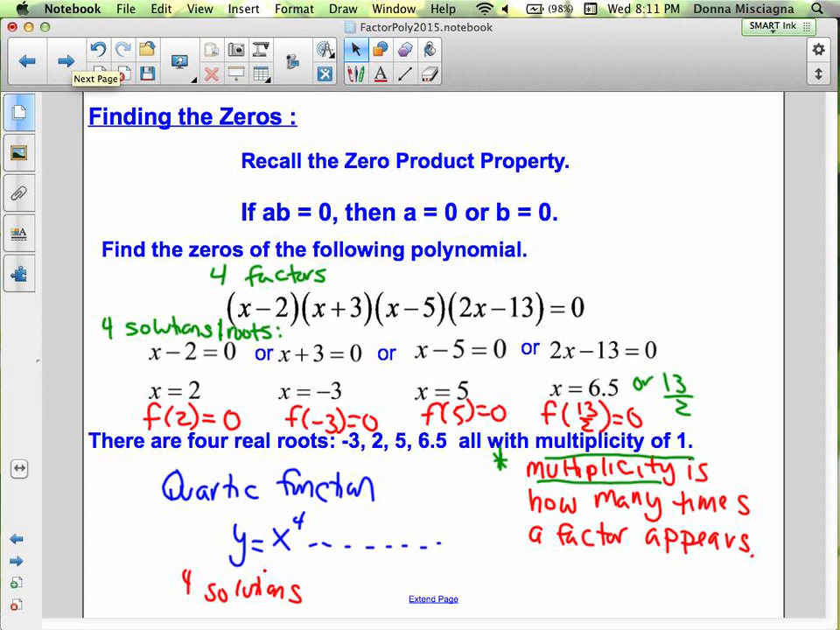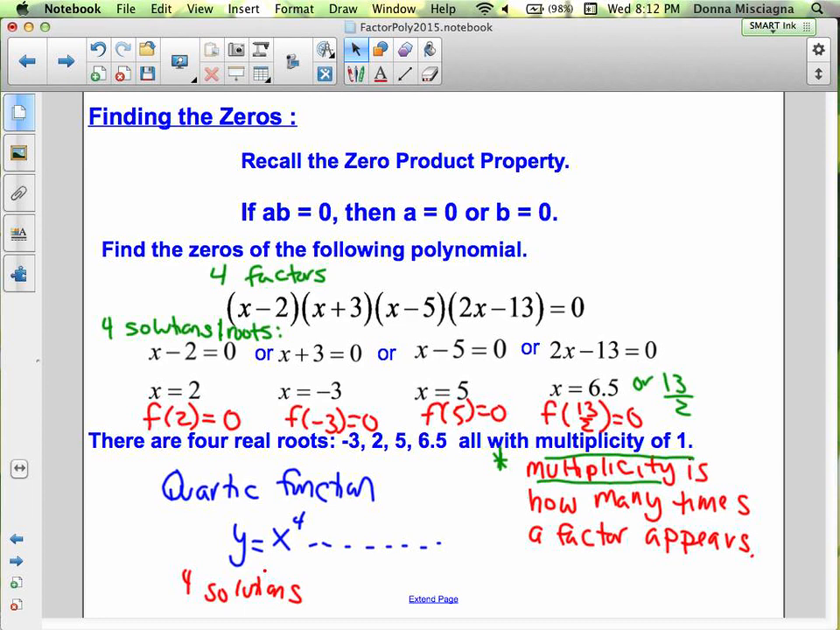of 1. Multiplicity just means how many times a factor appears. When we get to graphing polynomial functions, we'll talk more about that. And so because we have 4 solutions, by the way, we know this is quartic. It's y equals x to the 4th plus something, x to the 4th plus something else.